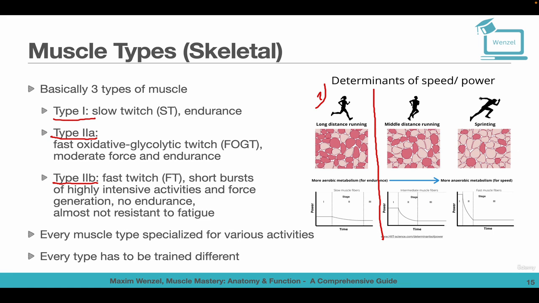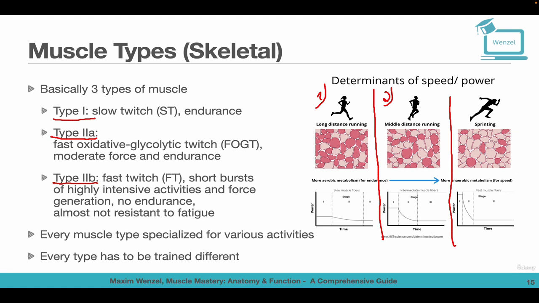Like long distance running. The type 2A is for fast oxidative glycolytic twitch, FOGT in short, and it's responsible for moderate force and endurance. You will see this one here. It's like middle distance running, like 3K. Yeah, where you will put in force and power, but it's not like a 100-meter sprint. You will work with 80% of your maximum power.